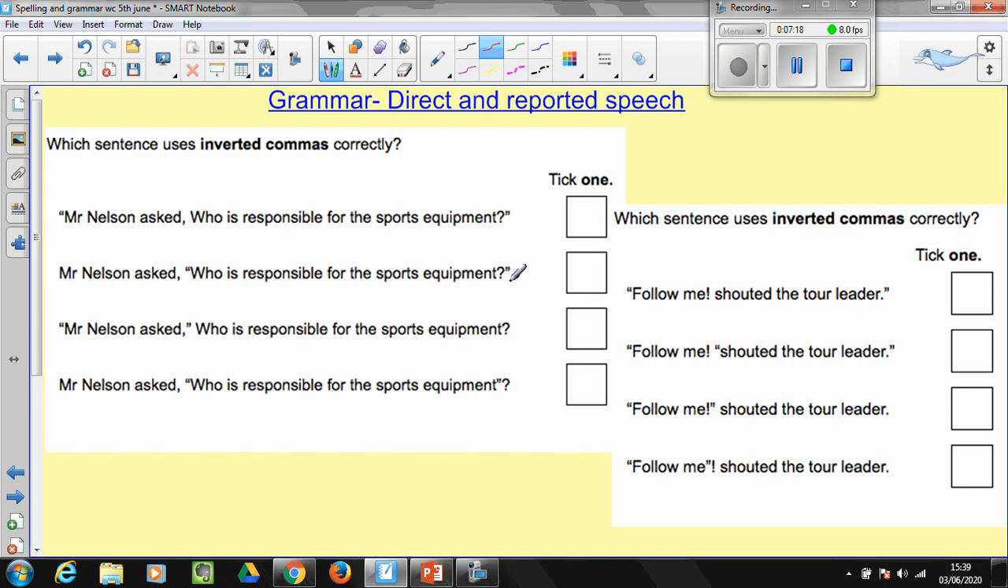In this first one, the second one uses inverted commas correctly. It has a comma to say who said it. It has speech marks. It has a capital letter. It has punctuation inside the closing speech marks, and it has closing speech marks. In the second question, the third one is punctuated correctly. Again, it has speech marks, capital letter, punctuation inside the closing speech mark, and closing speech marks.